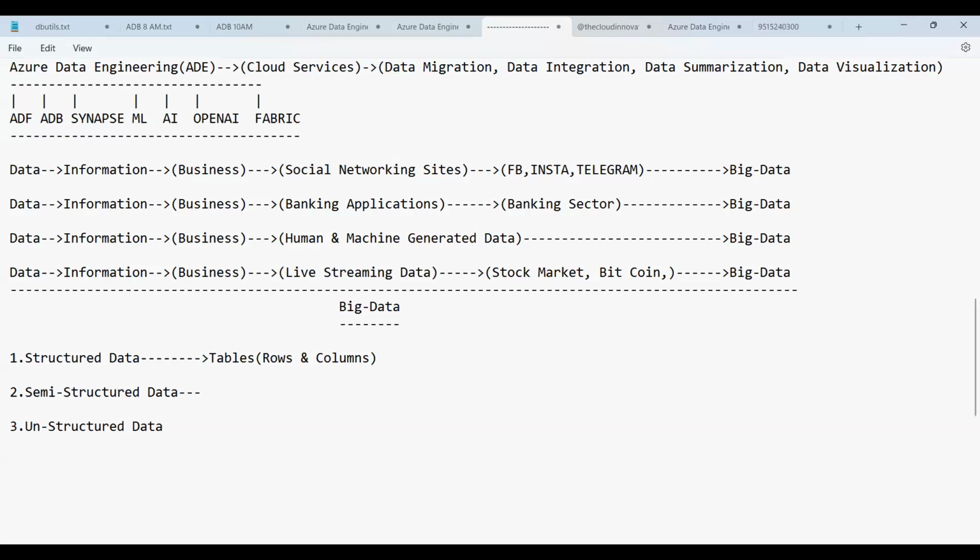Semi-structured. So what is semi-structured, guys, everyone? Semi-structured data is nothing but the data which is not fully understood by the user, but still it can understand up to an extent. That is the data which is there in the JSON files, the HTML files, and the XML files.